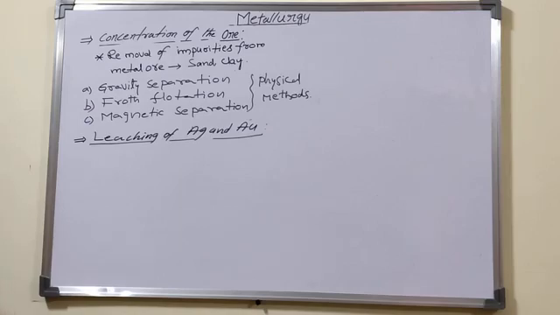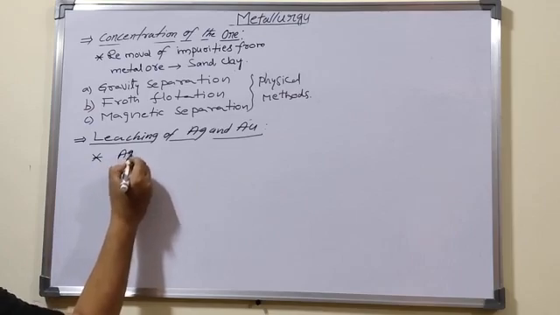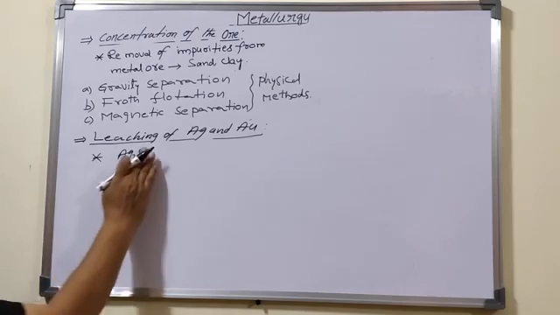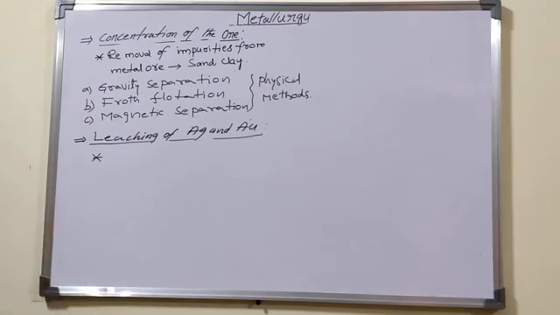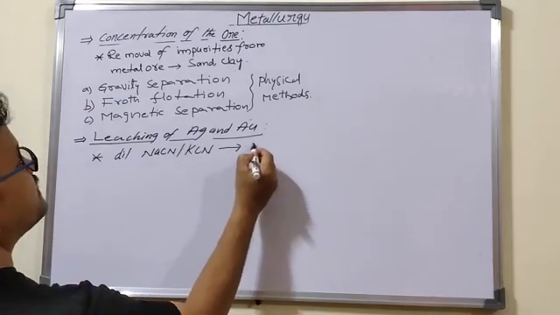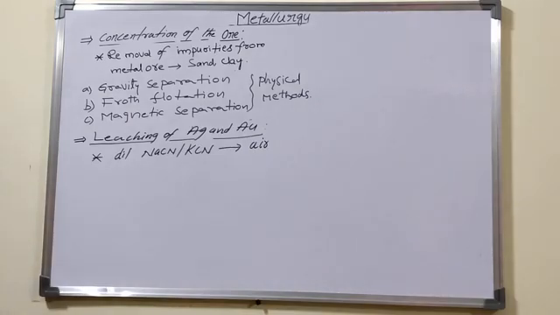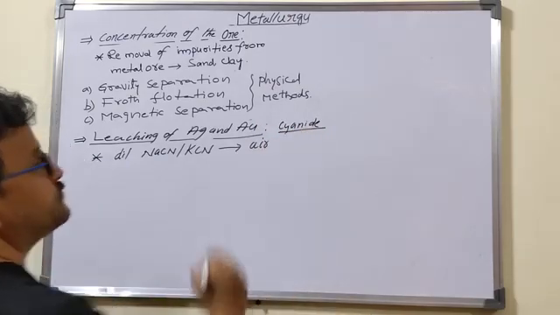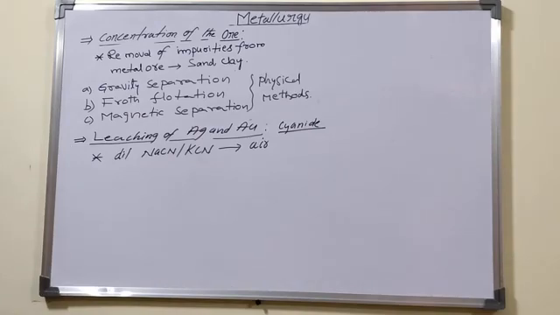Here the ore is silver ore or gold ore. For example, if you need silver, we have the silver ore argentite, Ag2S. This is treated with dilute sodium cyanide or potassium cyanide in the presence of air. Then we are getting the respective concentrated metal. Here we are using cyanides, that's why we call it the cyanide process.